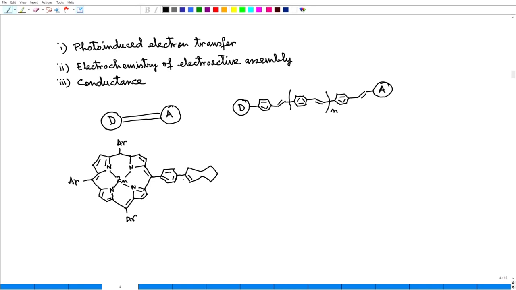Okay, double bond. And then let me draw this way. This is my porphyrin. Iron is bound here. Chloride. So, then same, like this.